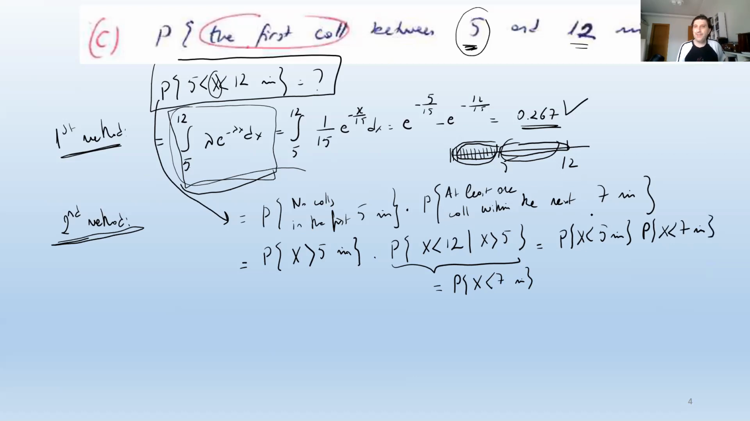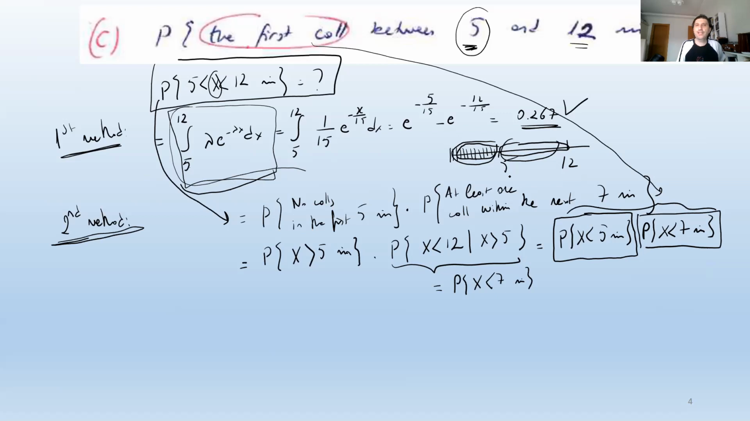So I repeat again, this means in the first 5 minutes, there is no event. And in the succeeding 7 minutes, there is at least one event. These two conditions overall correspond to the first call. And I repeat again, this second condition also comprises more than one call. If the question were the first and only one call between 5 and 12, we should have done something else. Anyway, now comes the solution of the problem.